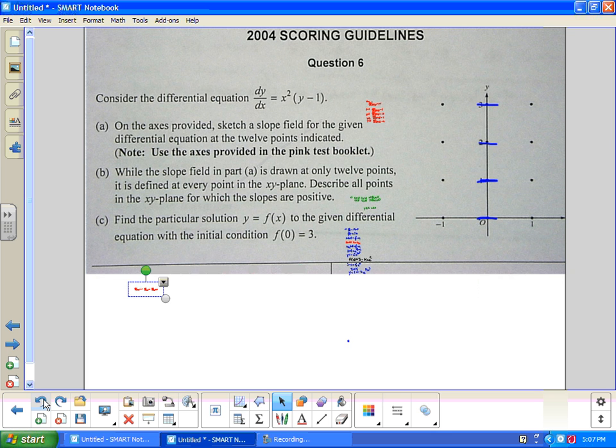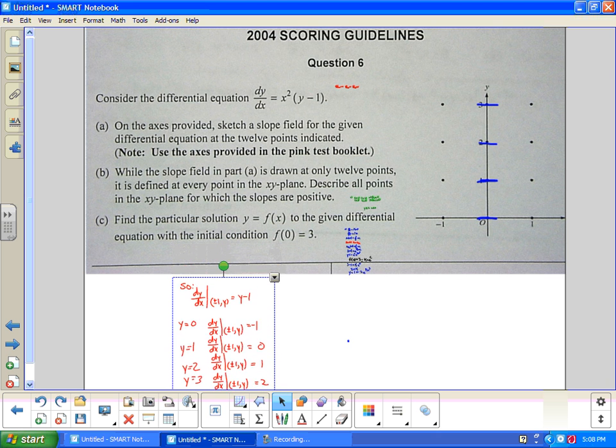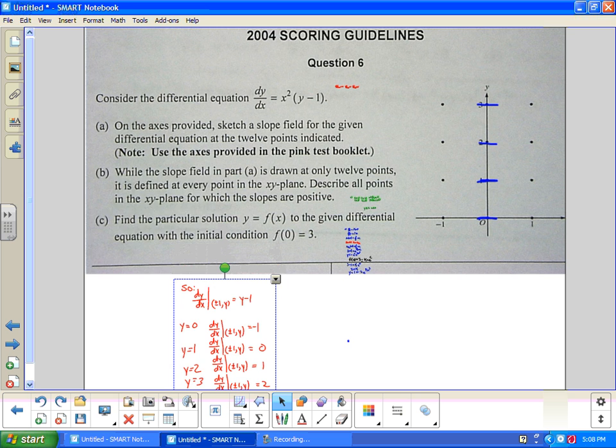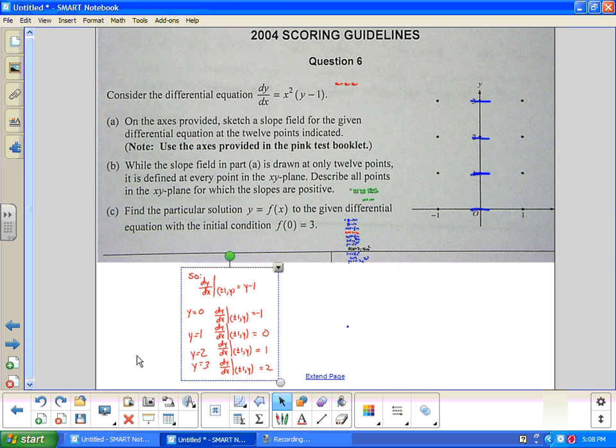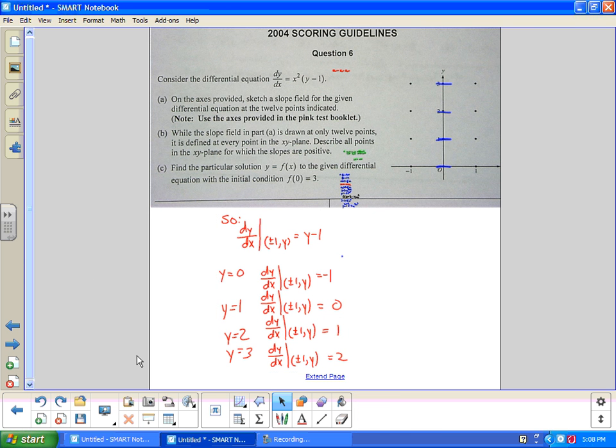And I have a table that I made. Because once you know they're the same, dy/dx is the same here. And if I go a little bit bigger, I can plug in. So I can plug into this equation. It doesn't matter if it's plus or minus 1. It's always y minus 1. So I can plug in 0, 1, 2, and 3 for y. If I do this, when y is 0, I get -1.